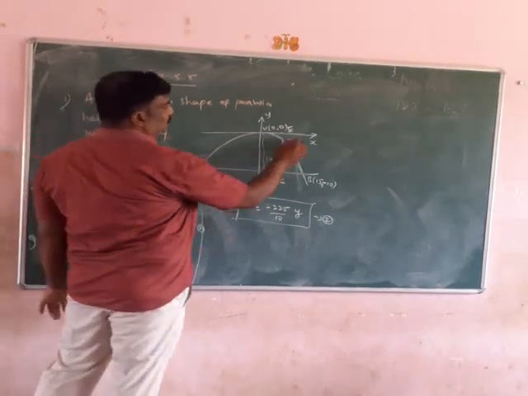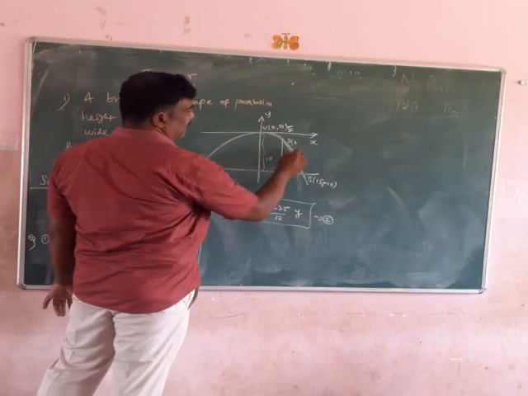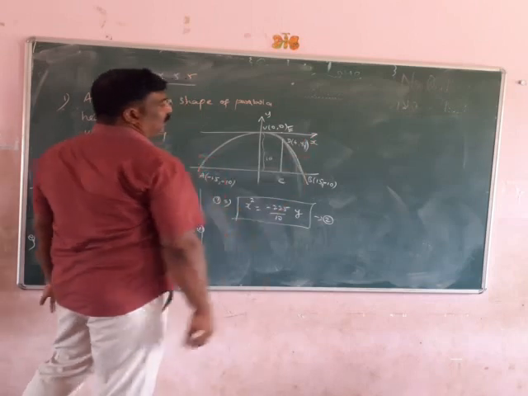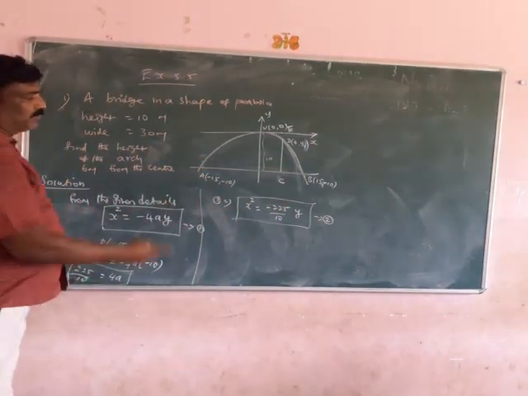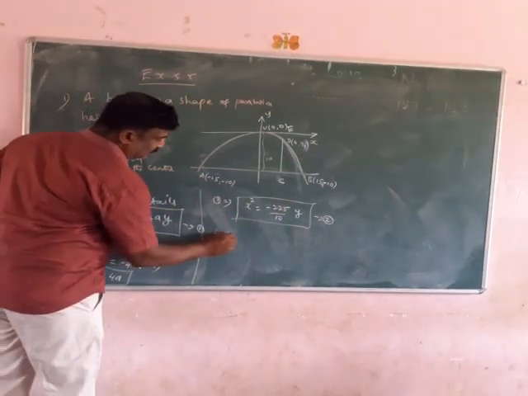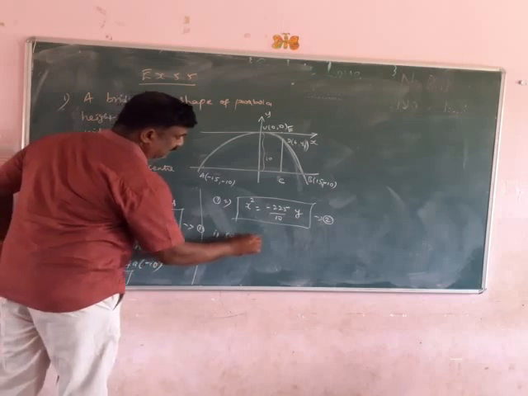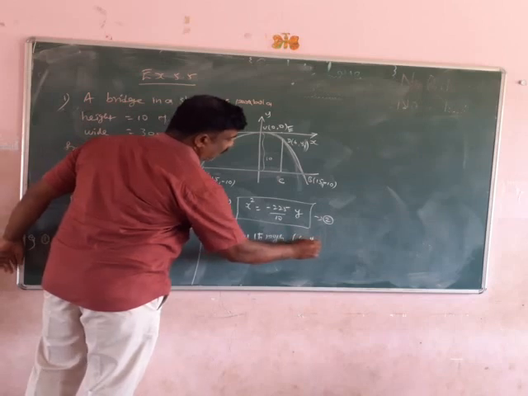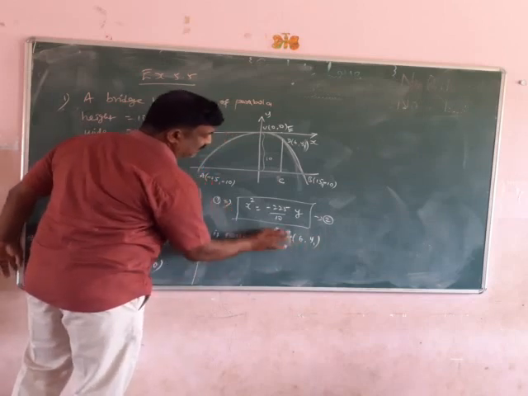So let us assume the point B at 6. The unknown y value, let me put it as y1. So let us substitute the points. Equation 2 passes through the point 6 comma y1, the point B, 6 comma y1.